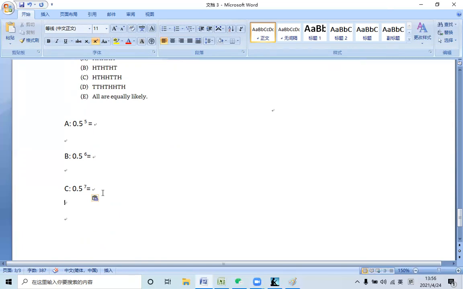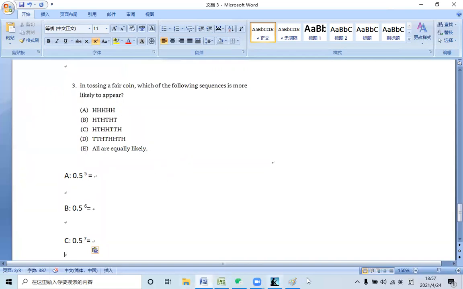We clear this one. 0.5. So that's a square root. 0.5 times, basically, the more times you multiply it by 0.5, the smaller the number gets. That's why A is the good answer. Good.